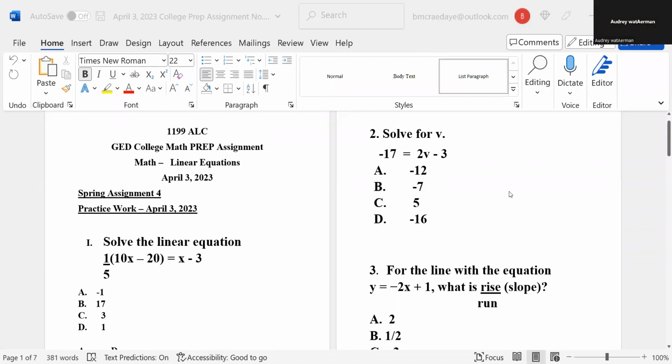Okay, so today we'll do our assignment and then we'll look at some more linear equations.